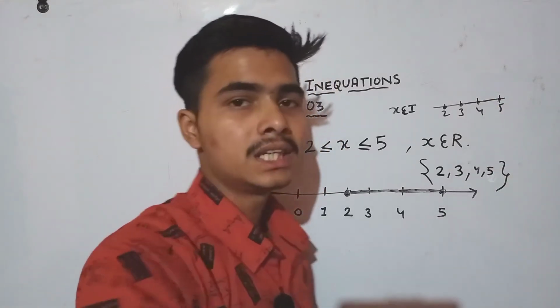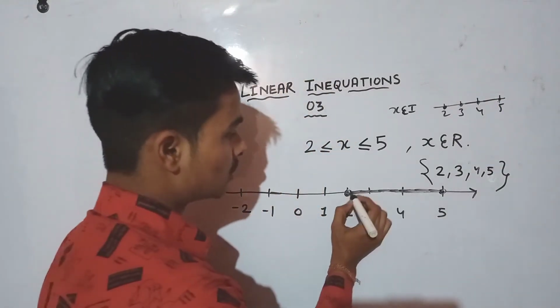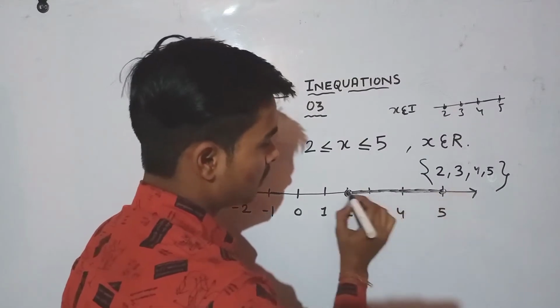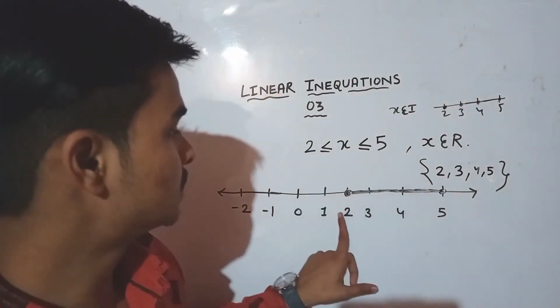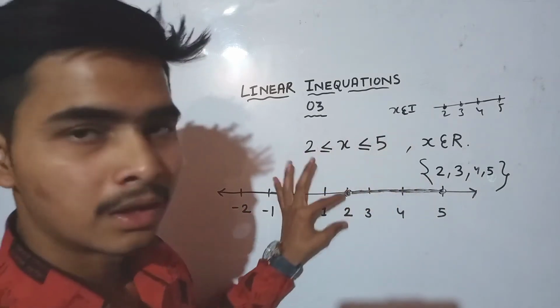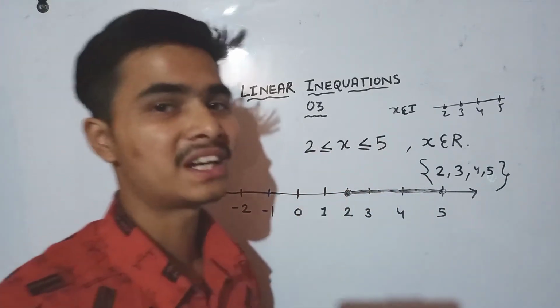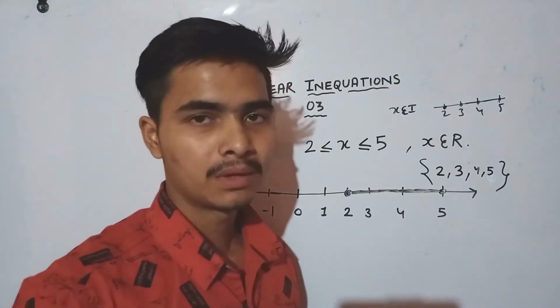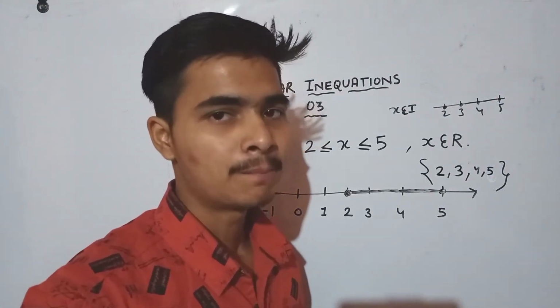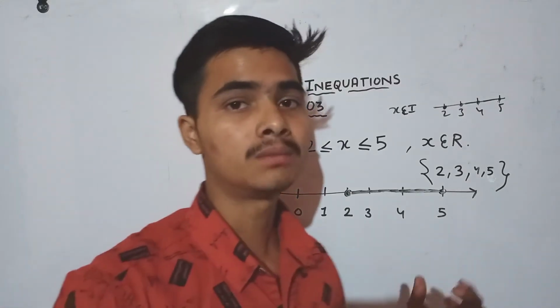But here in case of real number, we not only have to make dots here, but we'll have to make thick this line also, which comes in between 2 and 5. Okay, you can clearly understand what I am trying to say. So this is how we represent a real number at a basic level. Now let us have a look at some more examples also.